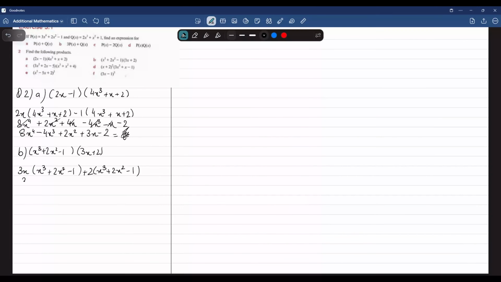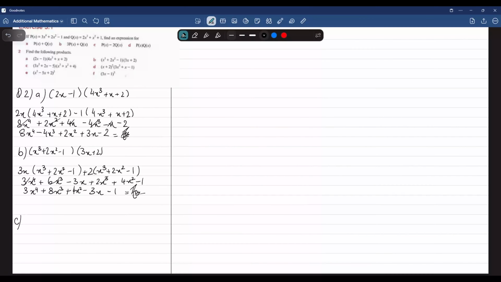Okay, so we are going to continue with this. 3x raised to the power 4 plus 6x cubed minus 3x plus 2x cubed plus 4x squared minus 1. Now simplify this. 3x raised to the power 4 plus 6, 7, 8, 8x cubed. Plus 4x squared minus 3x minus 1. So that's basically your answer for question number 2, part B.